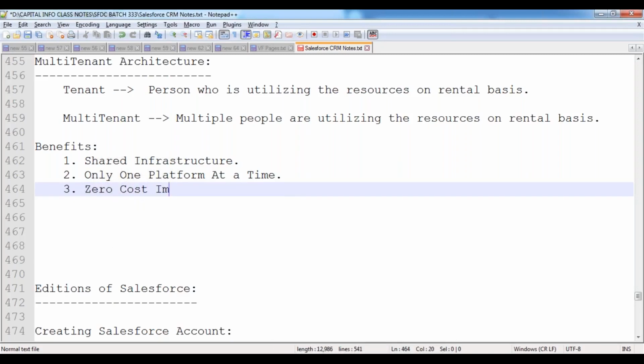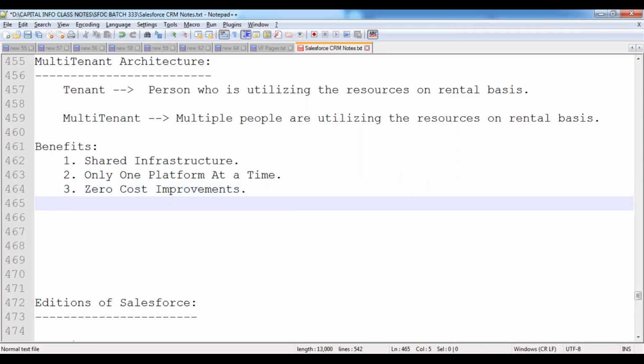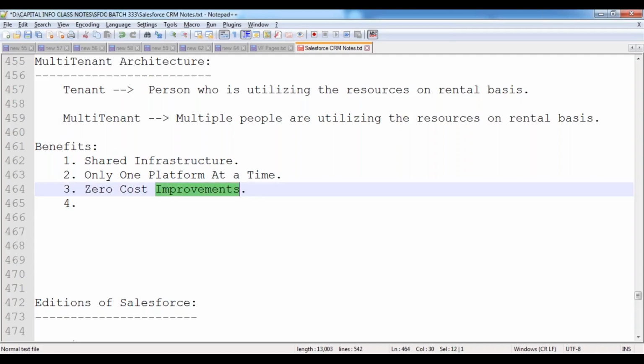The third one is zero cost improvements. What do you mean by zero cost improvements? Improvements means new releases, new features. It may be summer, winter, spring, any release. Whenever Salesforce gives a new release to you, do we need to pay any additional amount to Salesforce?